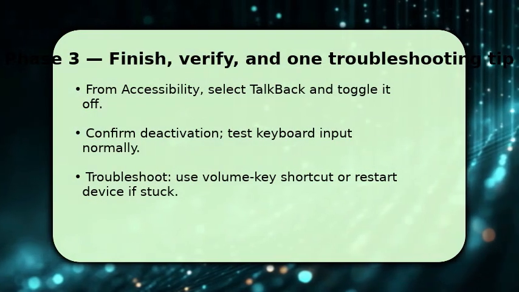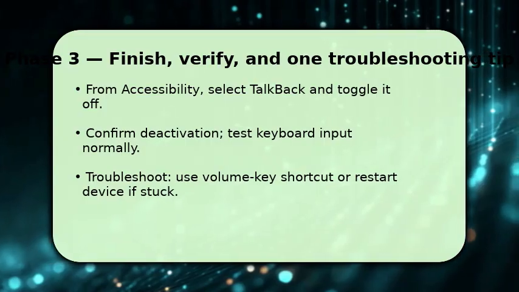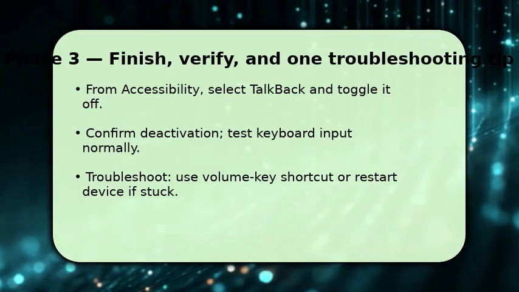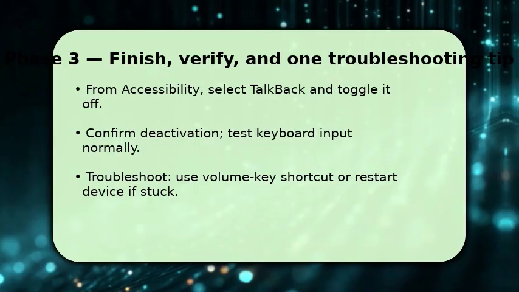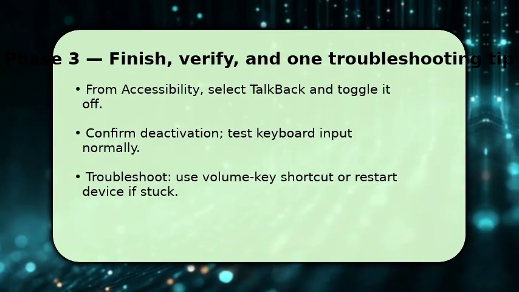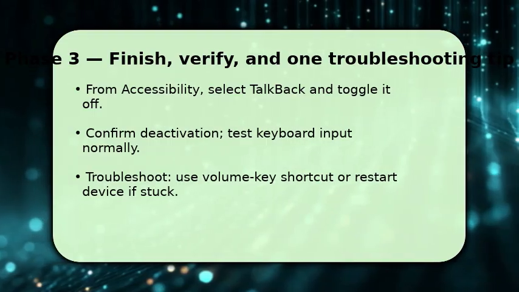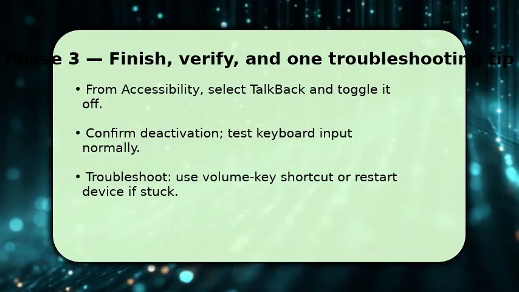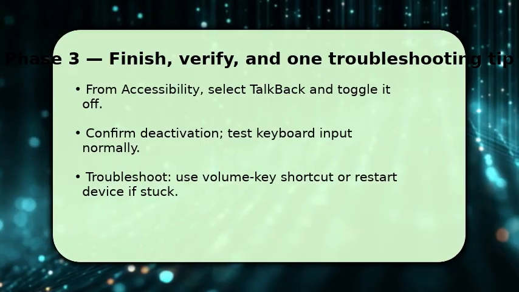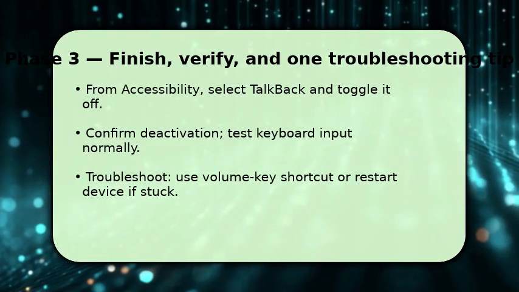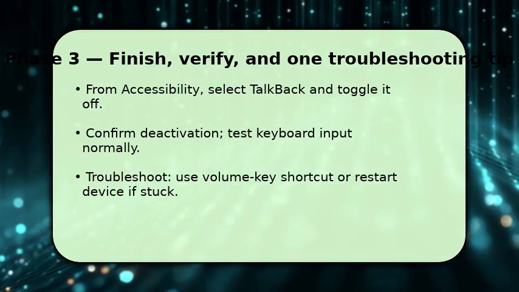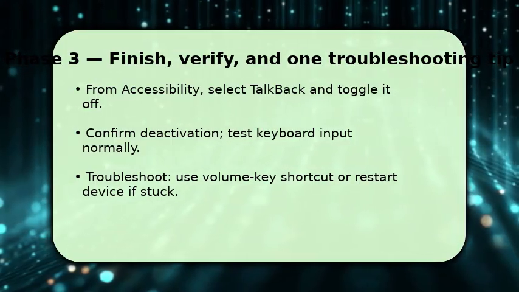From Accessibility, select TalkBack and toggle it off. Double tap to confirm. Once TalkBack is off, test your regular keyboard to ensure Braille input is gone and standard typing works. If the toggle is unresponsive, use the volume key shortcut to suspend TalkBack, then retry. If problems persist, restart the device. A reboot clears stuck accessibility services.